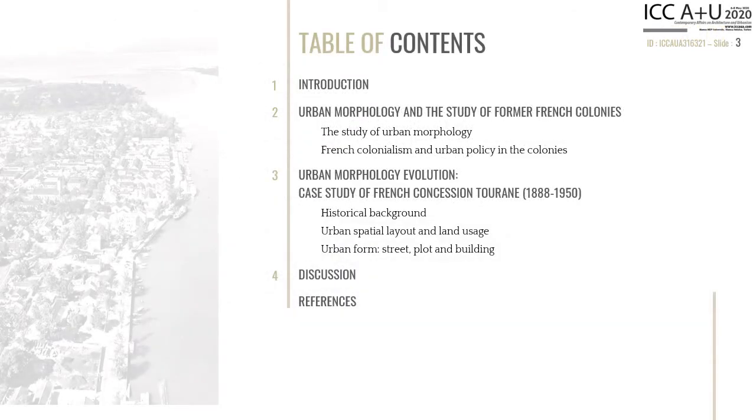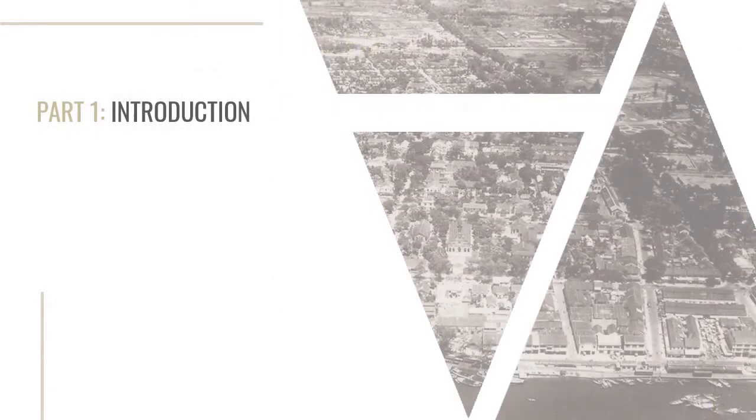My study includes four principal parts. First, introduction. Second, urban morphology and the study of former French colonies, followed by urban morphology evolution, case study of French concession Tourane from 1888 to 1950s. Finally, a discussion and references. Let's begin with the first part of this study, introduction.